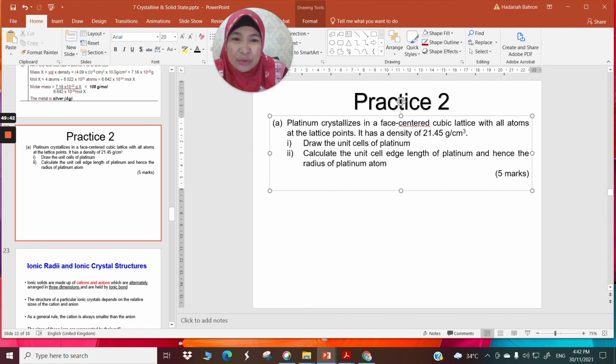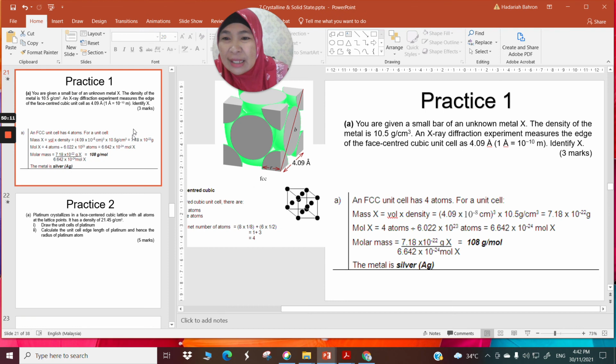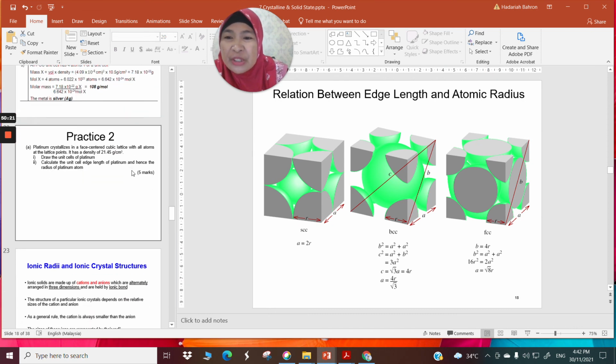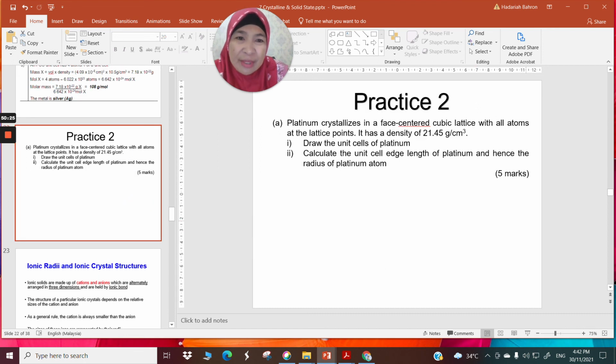You are requested to draw the unit cell of platinum, FCC. Obviously, you're going to be able to draw it very fast. And then you are required to calculate the unit cell edge length of platinum. And then from there, you are going to be asked to calculate the radius of a platinum atom. So please try this practice exercise number 2. Use this as a guide and use this information here. For FCC, a is equal to square root of 8 R. Use that information to get yourself 5 marks for practice exercise number 2, right?